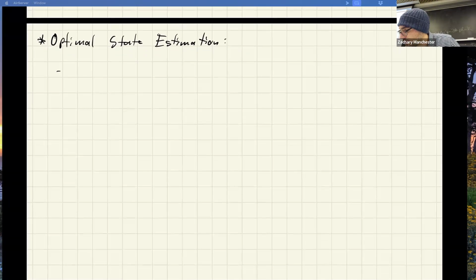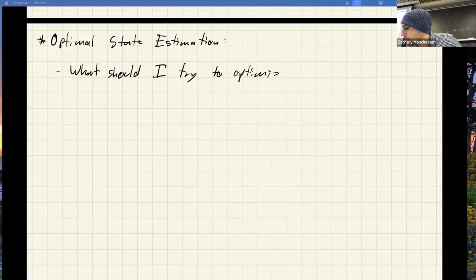So the question is, what should I optimize? So I've got some probability distribution. What I'm ultimately trying to do here is I have some measurements. They're random, they're noisy, they're drawn from some distribution. I want to somehow take those measurements and my measurement model, my dynamics model, and figure out where I think I am, right? Based on this stuff, what should I be optimizing?